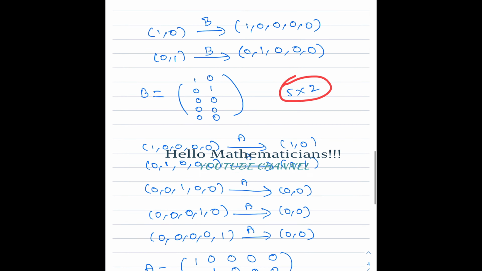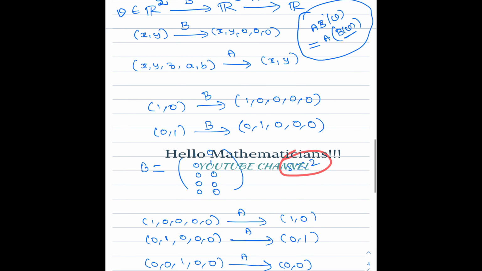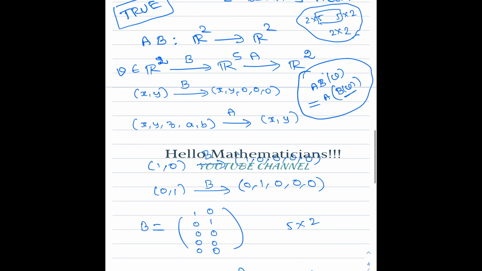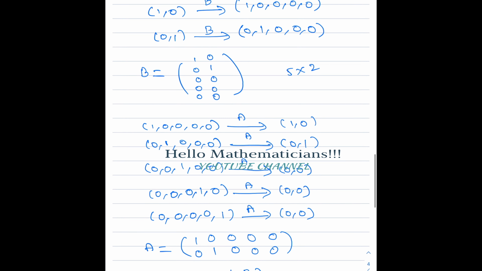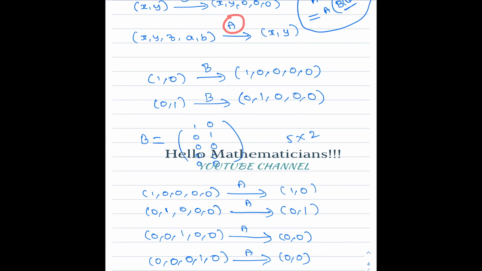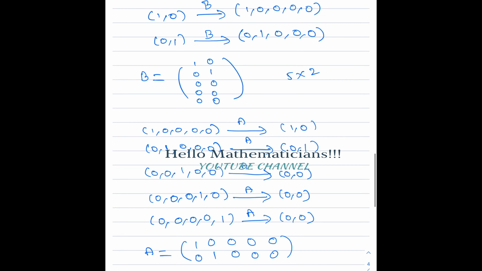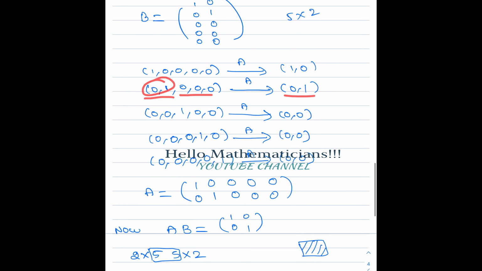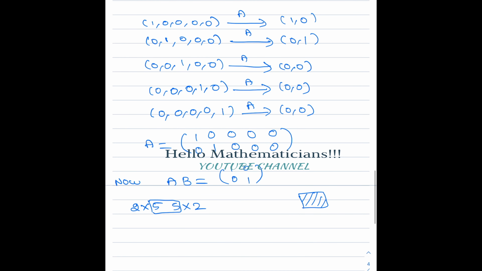Similarly, A is a linear transformation from R^5 to R2. R^5 has 5 basis elements, so I take the images. What A does is just projection onto the first 2 coordinates. So (1, 0, 0, 0, 0) goes to (1, 0), and (0, 1, 0, 0, 0) goes to (0, 1). (0, 0, 1, 0, 0) goes to (0, 0), and (0, 0, 0, 1, 0) goes to (0, 0) again, because the first 2 coordinates are still 0, 0. Similarly for the last element also.